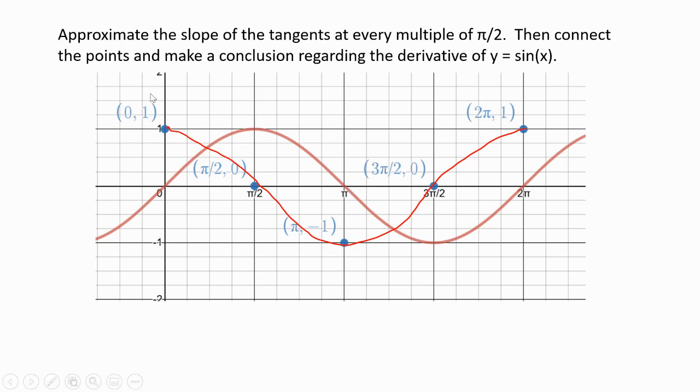But I'm looking more at the graph of this derivative here, right? It was a slope of 1 here, a slope of 0 here, etc. And some of you are already looking at that and thinking, isn't that the cosine graph? You're absolutely right. That does mean that the derivative of the sine graph is in fact the cosine graph.